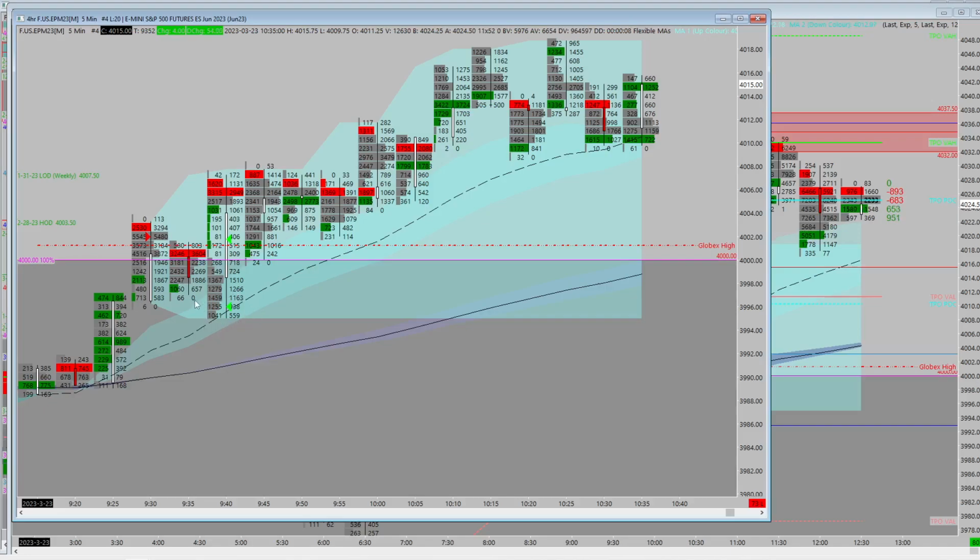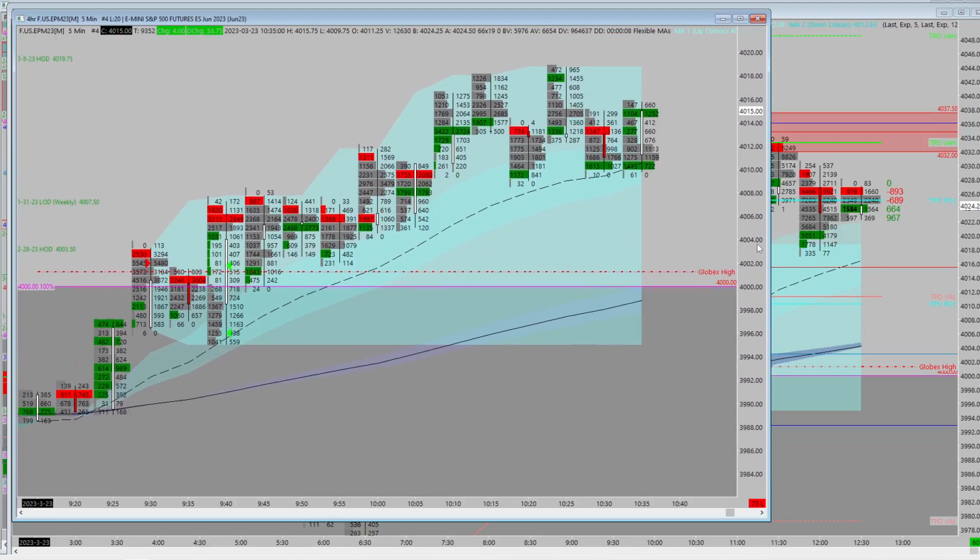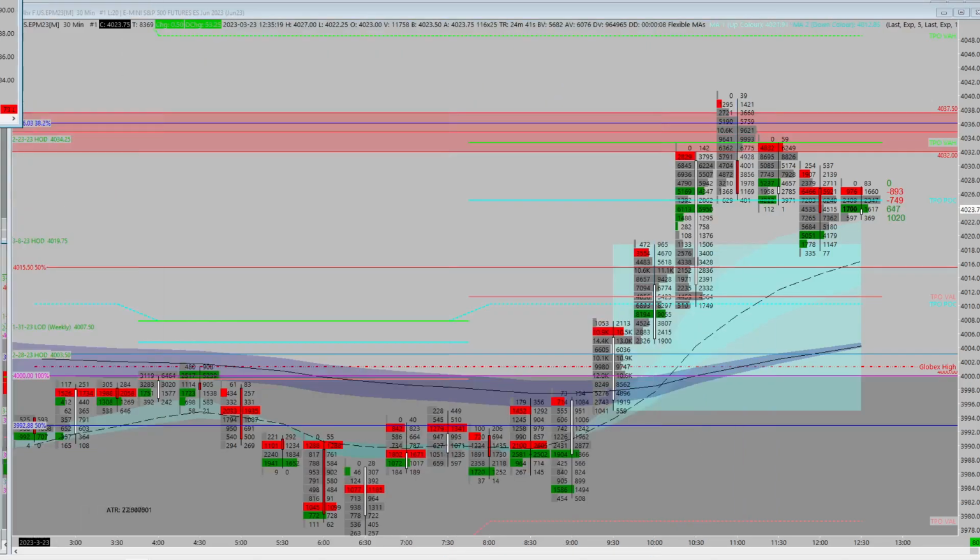75% off at my 2R, or 2 times what I'm risking. I usually risk 3 points, so this was a 6-point profit, and then that last 25% of my remaining position was stopped at break even, right? So we carry on in the day.